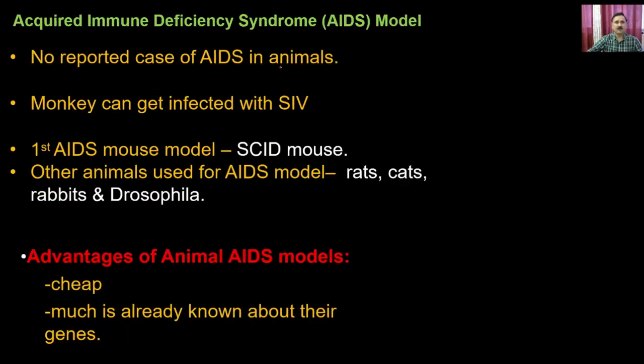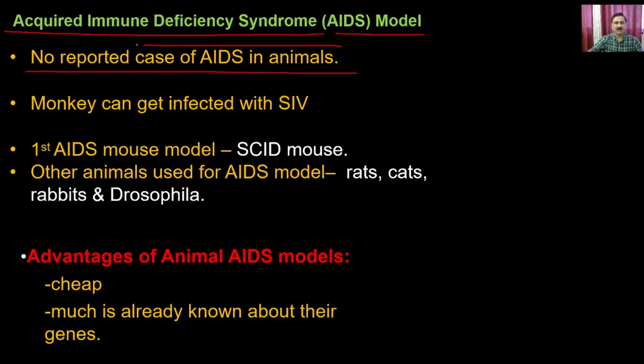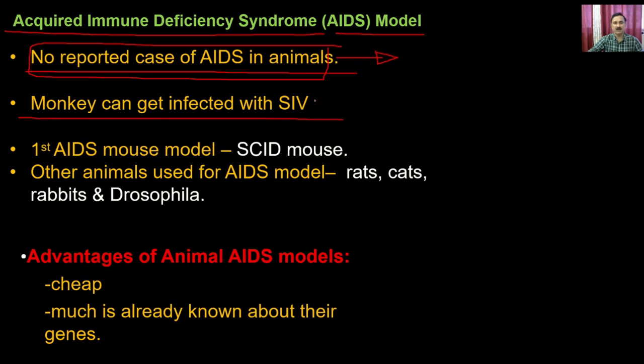So the first model we are discussing is the acquired immunodeficiency, or AIDS, model. You know that AIDS does not develop in any animal because of particular types of physiological effects or other kinds of effects. Only monkeys are the animal where you can have AIDS, but it is caused by the simian immunodeficiency virus, whereas AIDS is caused by HIV, the human immunodeficiency virus.